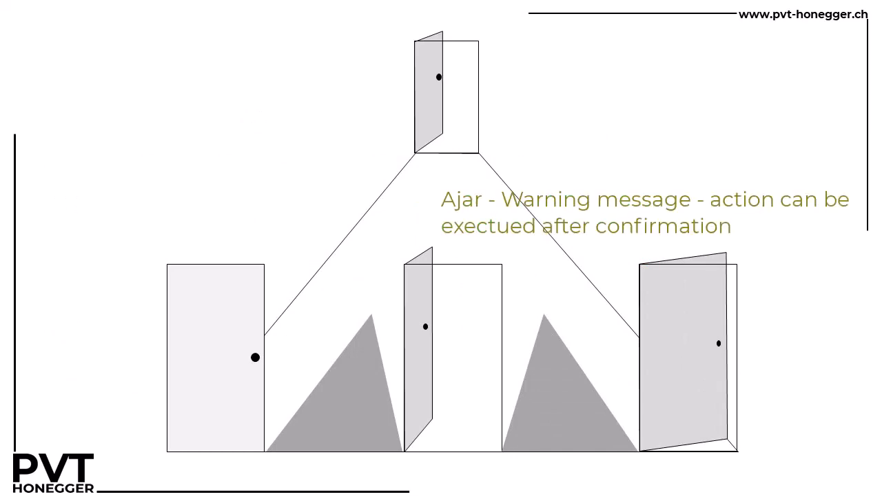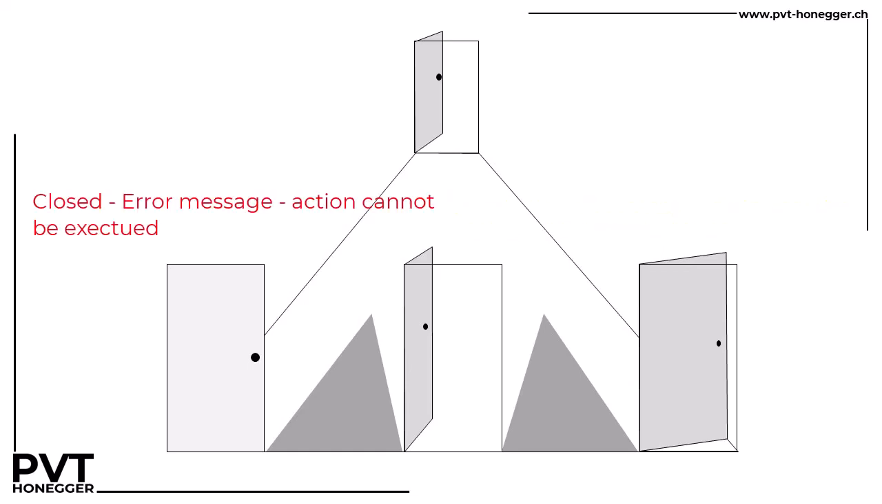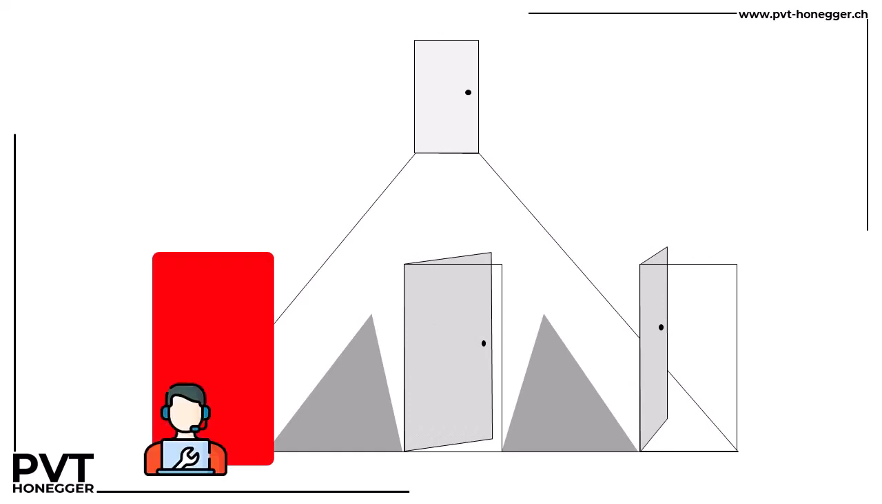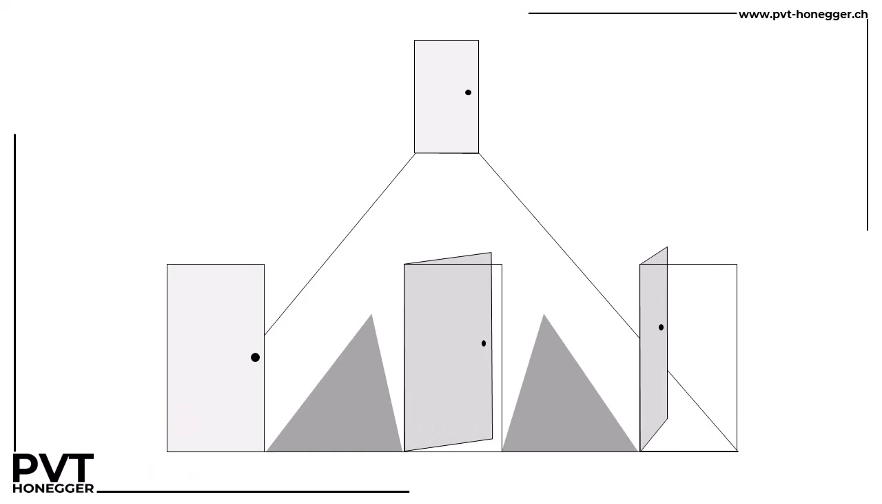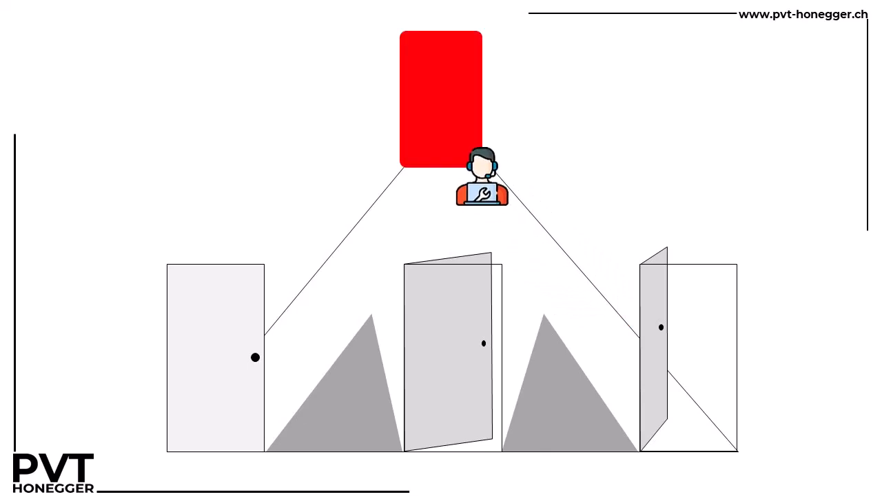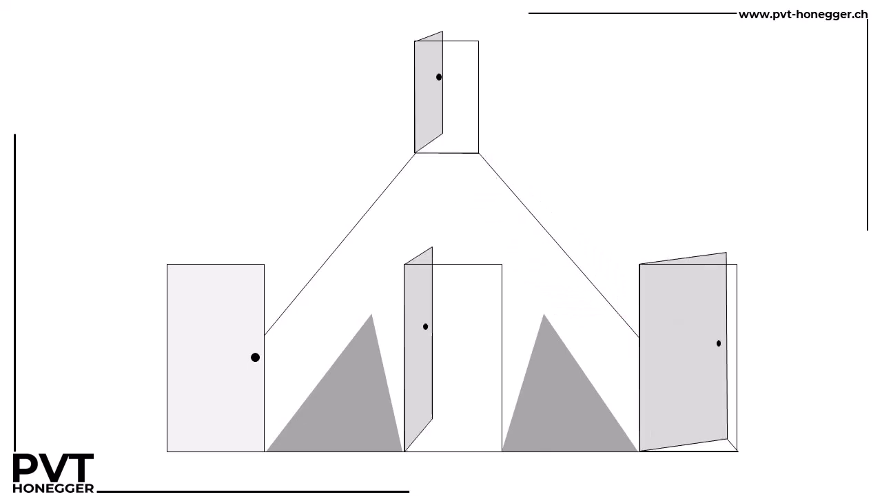This is the warning message. The action can be executed after an additional confirmation. If the door is closed, it cannot be opened. The action cannot be executed, an error message pops up. If the local door is closed, you cannot go any further. The action is not possible in this plant. If the local door is open, but the global door is closed, the action is not possible for all plants. Only if both doors are open or ajar, the action is possible.